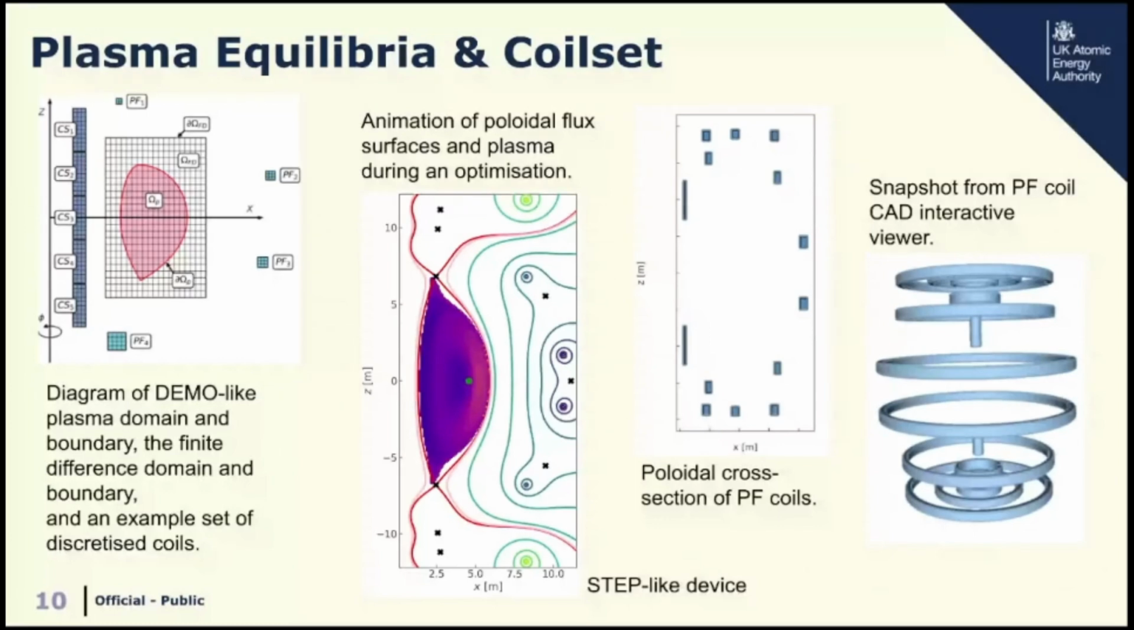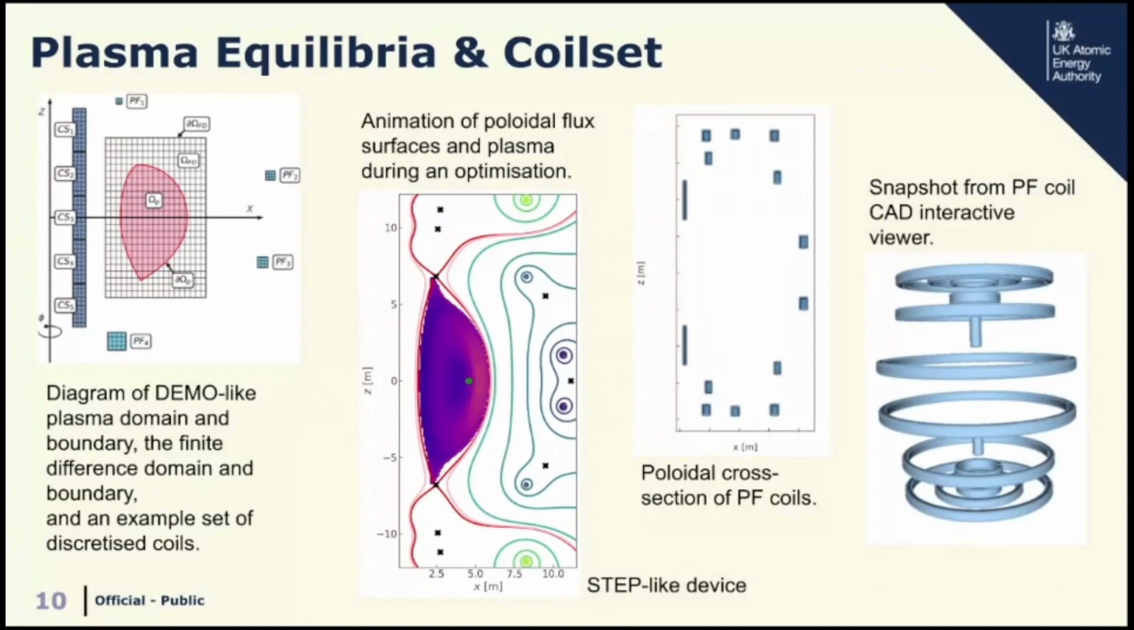So what we're doing here is iteratively optimizing the coilset currents and positions, and then resolving the Grad-Shafranov equation for your plasma equilibrium. On the right-hand side are two outputs. We've got the poloidal cross-section of PF coils associated with the equilibria in the center, and then also a snapshot from our interactive CAD viewer showing those same coils, but in 3D.